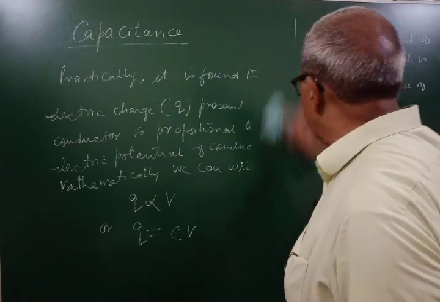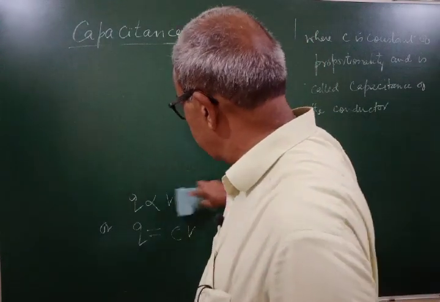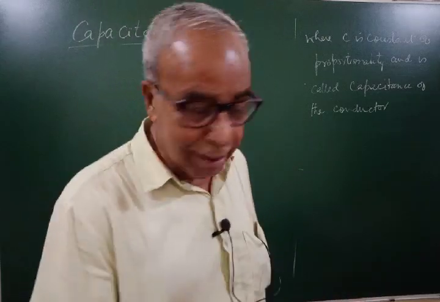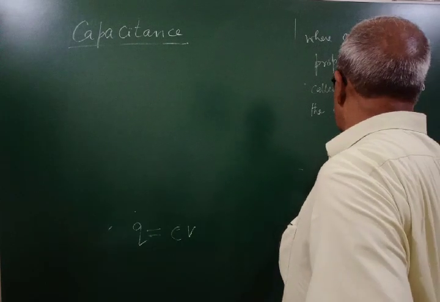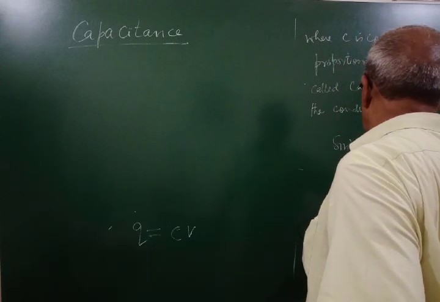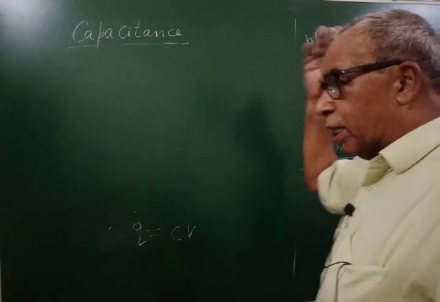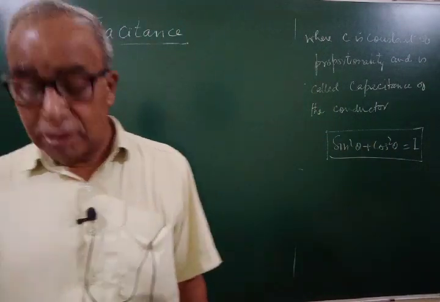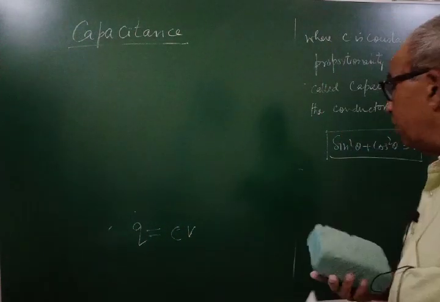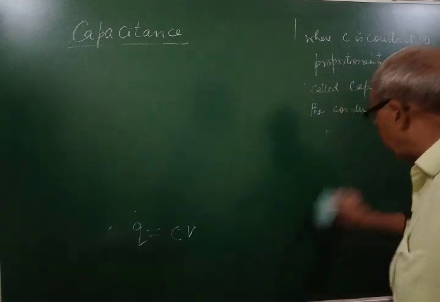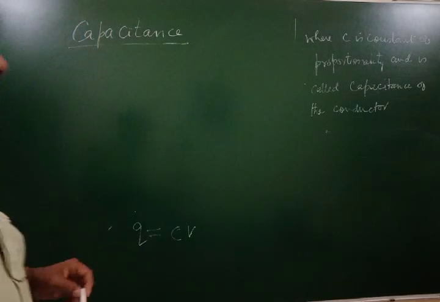And when I ask a student what the meaning is, why does it happen? It is like in class 11, when a student comes to me asking where sin square theta plus cos square theta is equal to 1 has come from. It happens in trigonometry. Why does it happen in trigonometry? You must argue with your teacher and your friends about where such things come from. So C is the constant of proportionality, and is called the capacitance of the conductor.